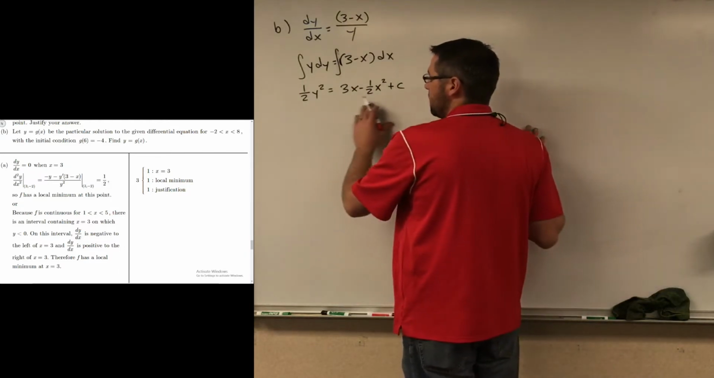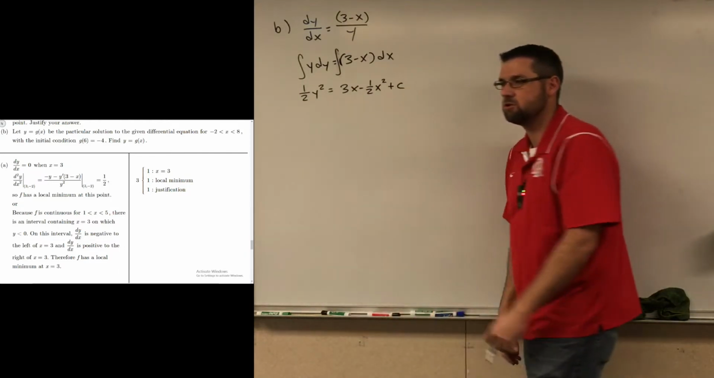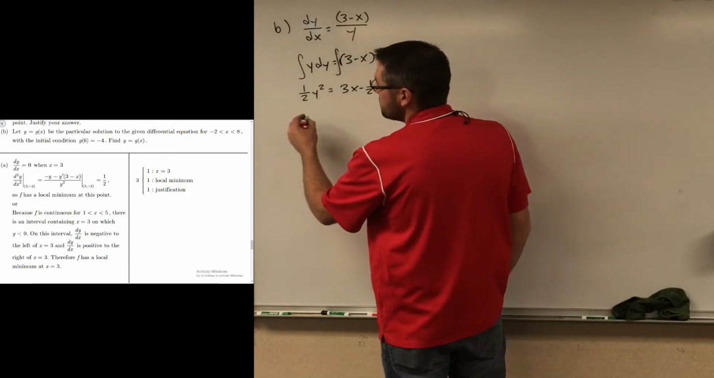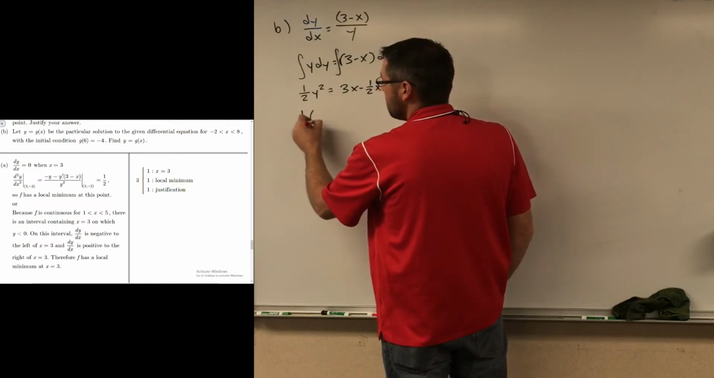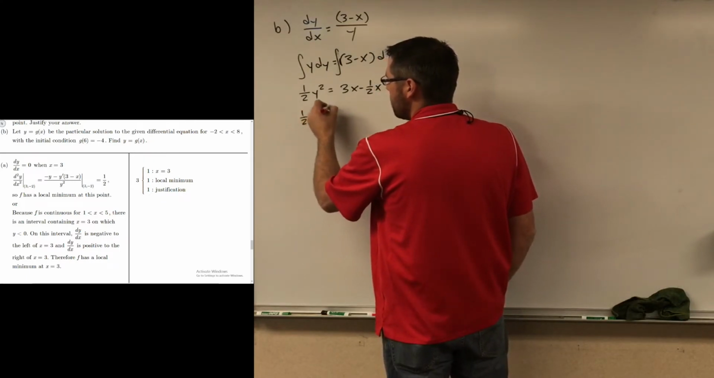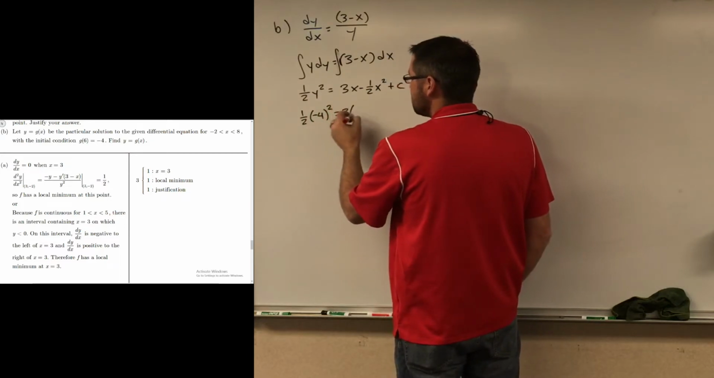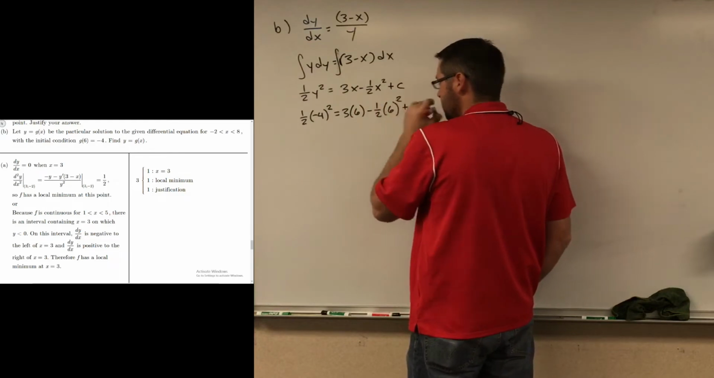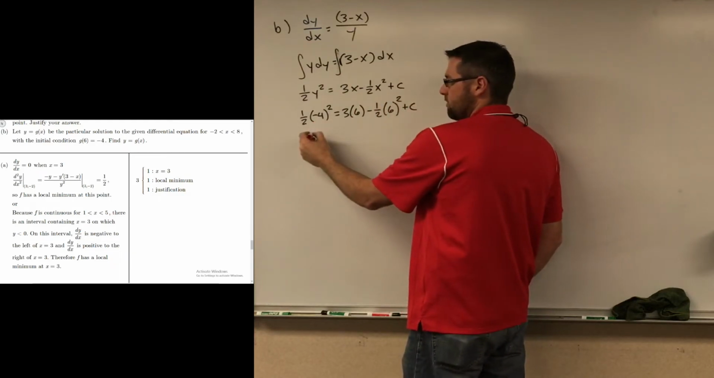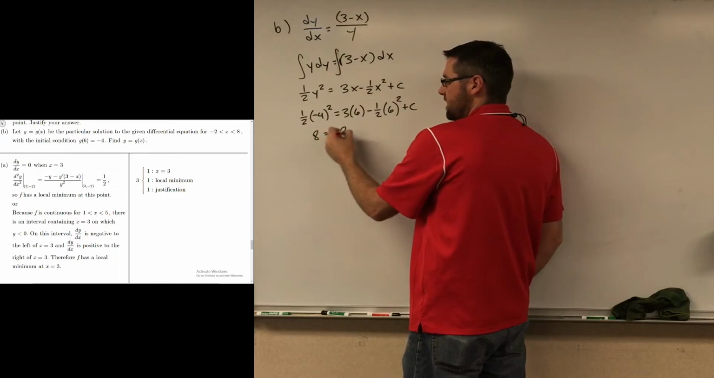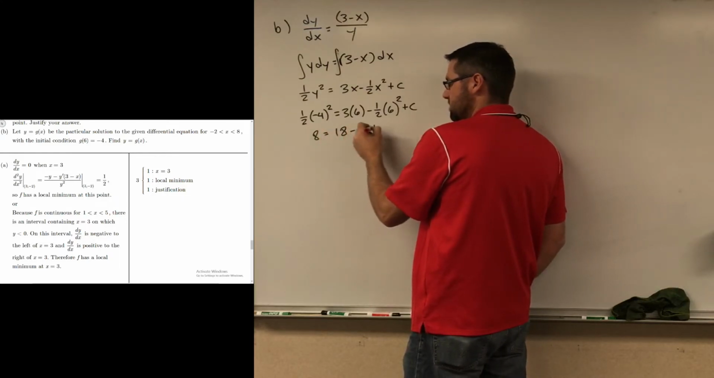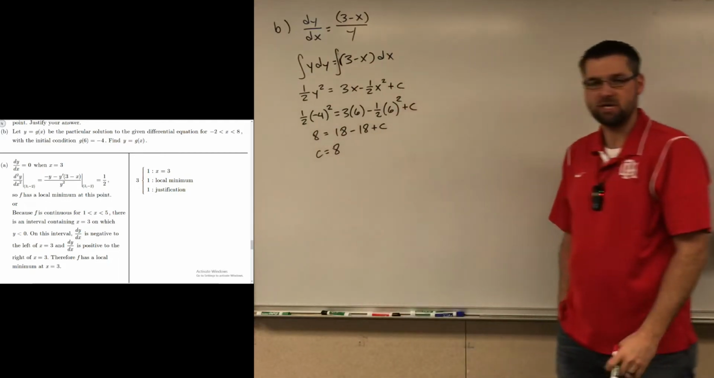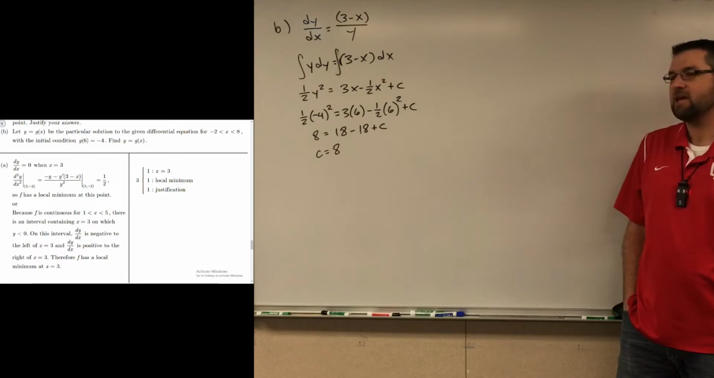All right. Why do they have to make this extra? From here, what would you do? Initial condition. So we would say what? 1/2 of -4 squared equals 3 times 6 minus 1/2 6 squared plus c. So this ends up being what? 8 equals 18 minus 18 plus c. So c is 8. So there's your 5th point. That should be easy. Here's the hard part.